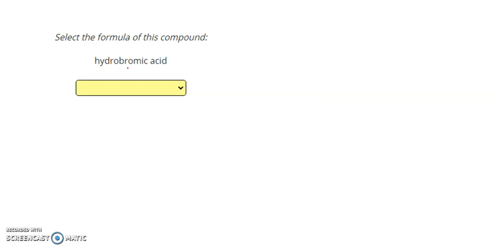So this is saying hydrobromic acid means it's bromine attached to an H to make it an acid. So hydrobromic, we're going to take Br and H. We're going to swap, drop, ignore with these guys. H is a plus, Br is a minus. So that's HBr. So the formula of hydrobromic acid is HBr.